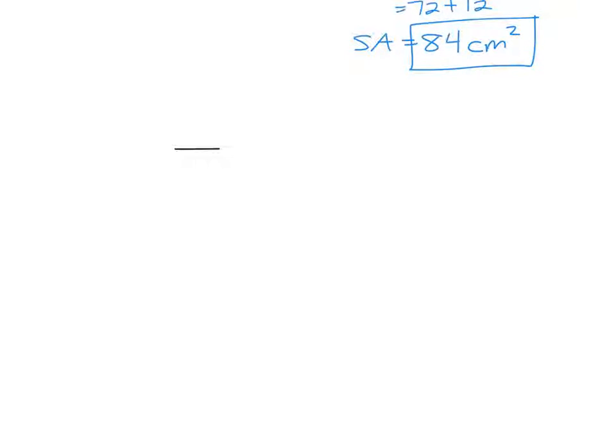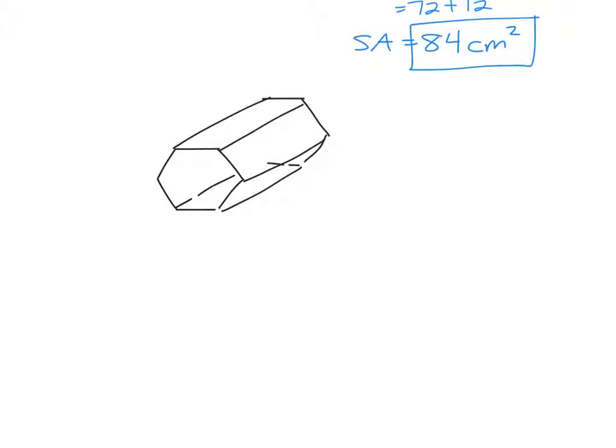Let's say, can you name this figure for me? Hexagonal prism, okay? So we're gonna mark all of these congruent. So it is a regular hexagonal prism. This is 6 meters. And then this length here is 12 meters, okay?